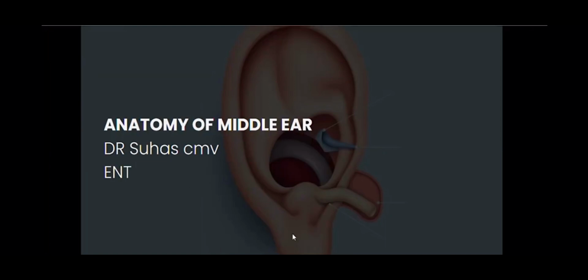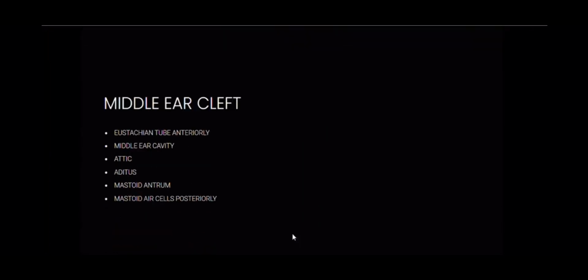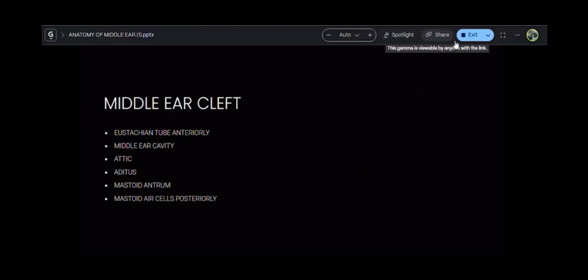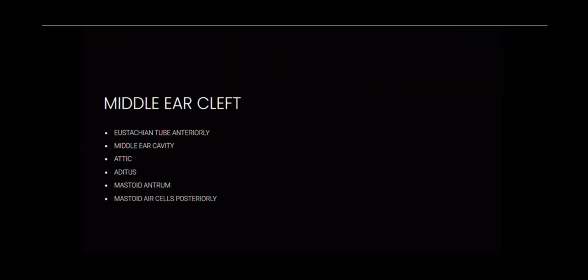The middle ear has a middle ear cleft. In the middle ear cleft, we have the eustachian tube anteriorly, that is, it comes in the anteroinferior part, and then the middle ear cavity, which will be dealt with in detail. The attic, which is in the superior part, and the aditus and the mastoid antrum. Even more posteriorly, we have the mastoid air cells.